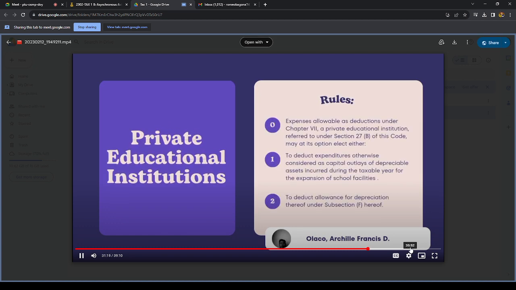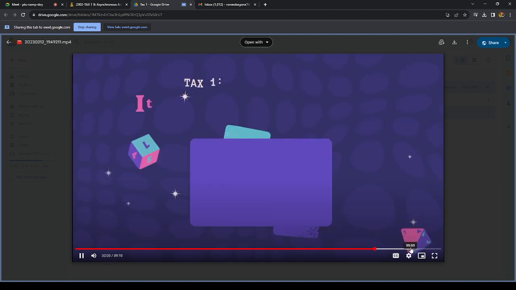Private educational institutions. The general rule is expenses allowable as deductions under Chapter 7. A private educational institution referred to under Section 27B of this code may at its option elect either to deduct expenditures otherwise considered as capital outlays of depreciable assets incurred during the taxable year for the expansion of school facilities, or to deduct allowance for depreciation thereof under subsection F hereof.